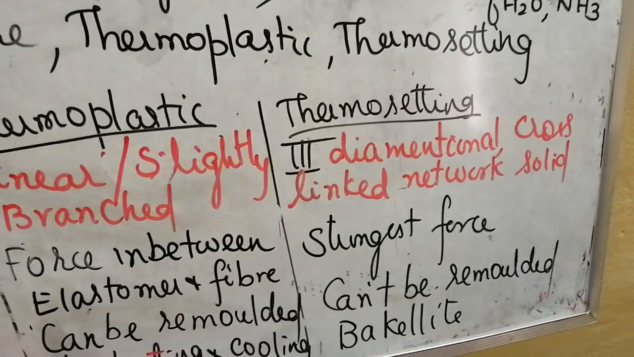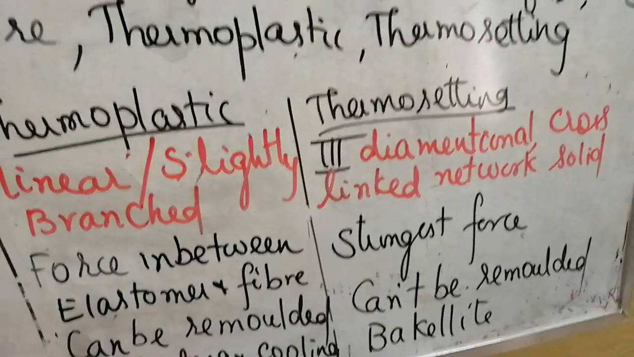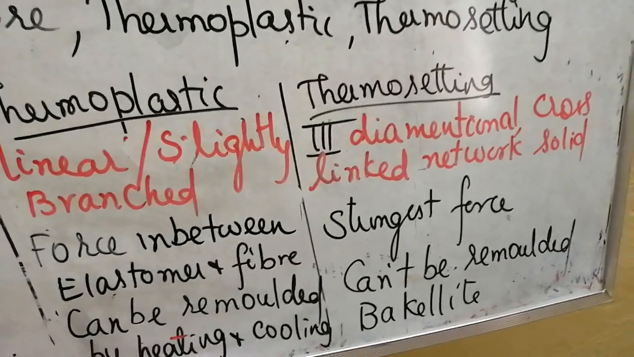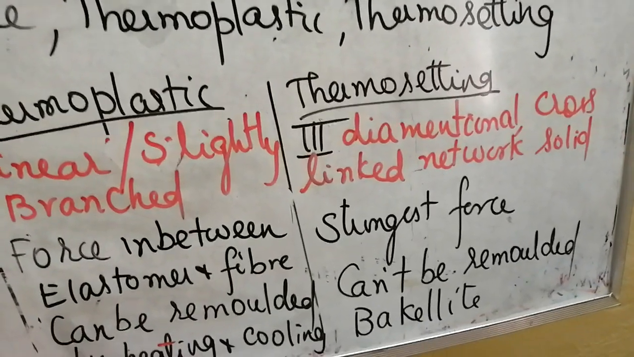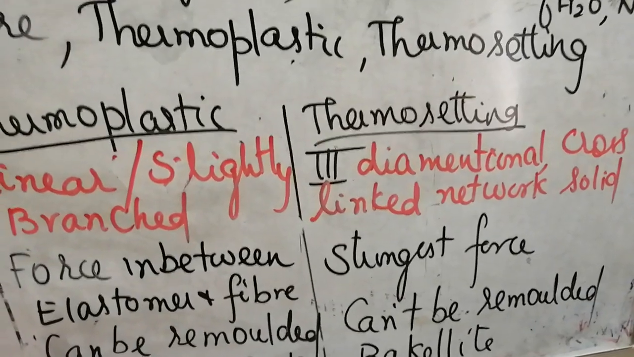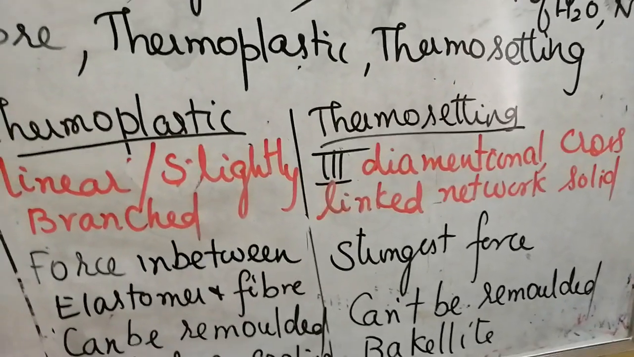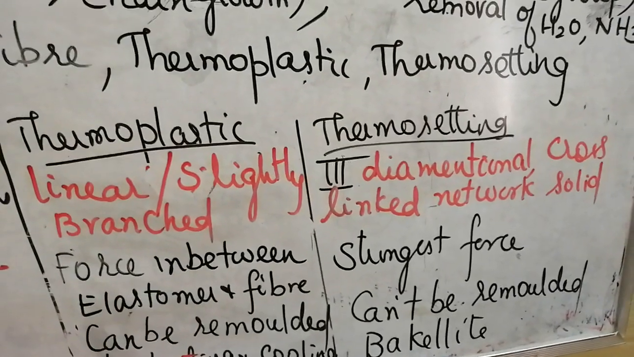Next, thermosetting plastics. They are three-dimensional, cross-linked network solids. They have very strong force of attraction. They cannot be remolded. You might have seen the switchboards. They cannot be remolded. Example: bakelite. Then we will see addition polymers and condensation polymers in the following videos.